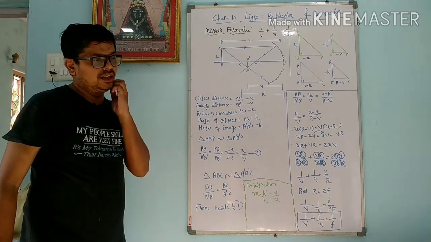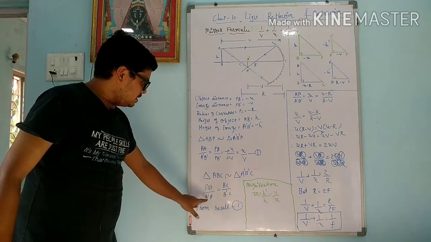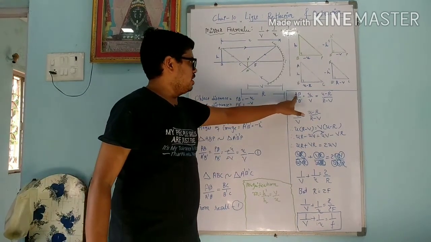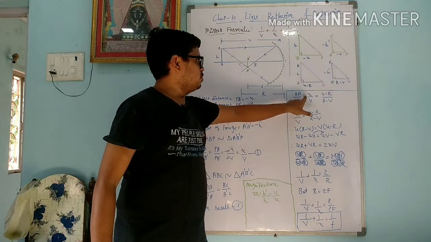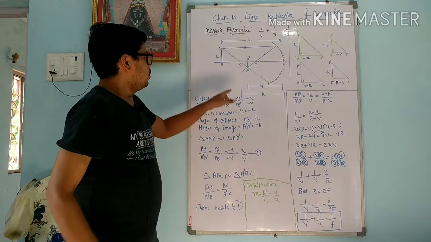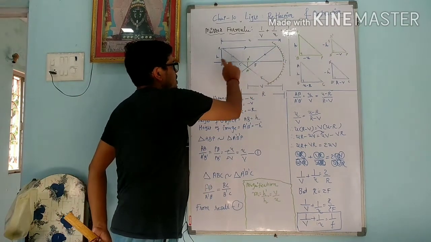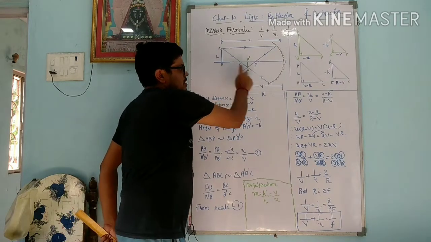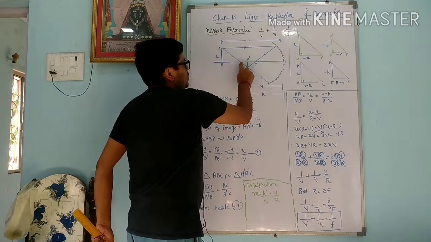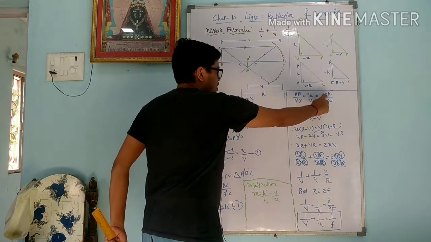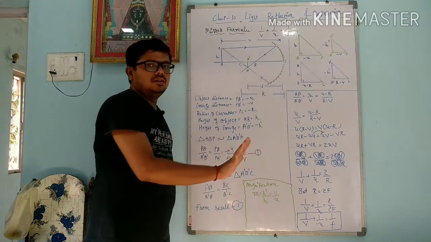Now student, you should take care. We know that AB upon A dash B dash equals U upon V, result number 1. So we will substitute here. Now take care. We will write BC. What is BC here? BC is PB minus PC. PB is the object distance U and PC is the radius of curvature R. So instead of BC we can write U minus R.